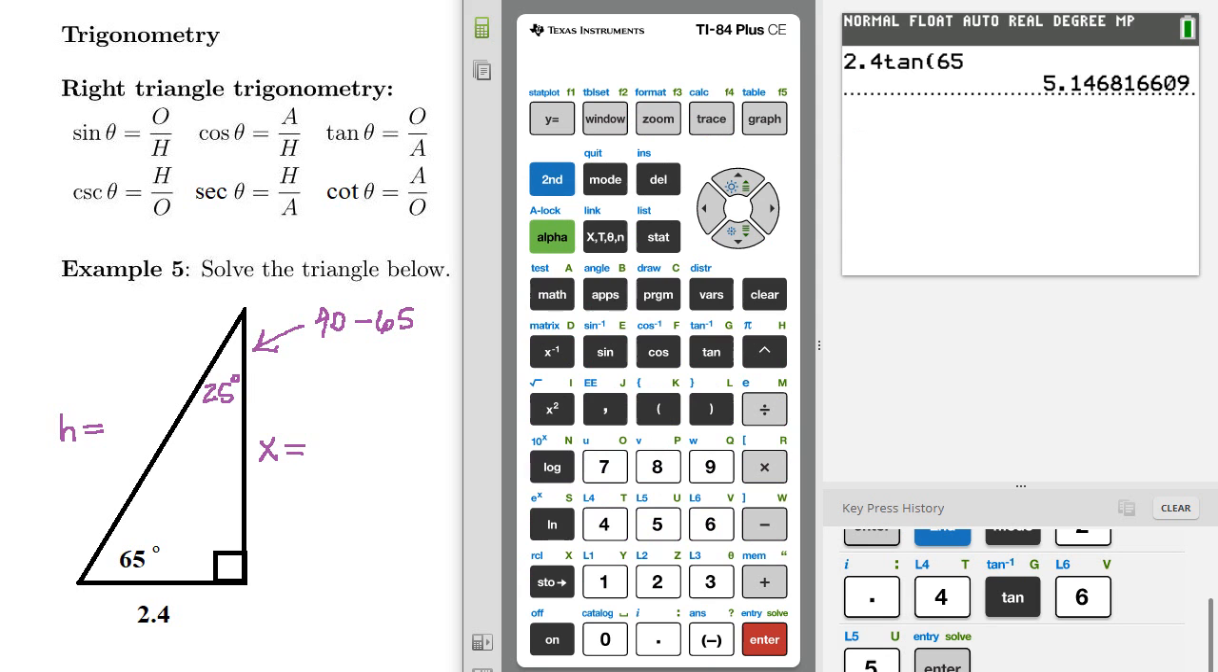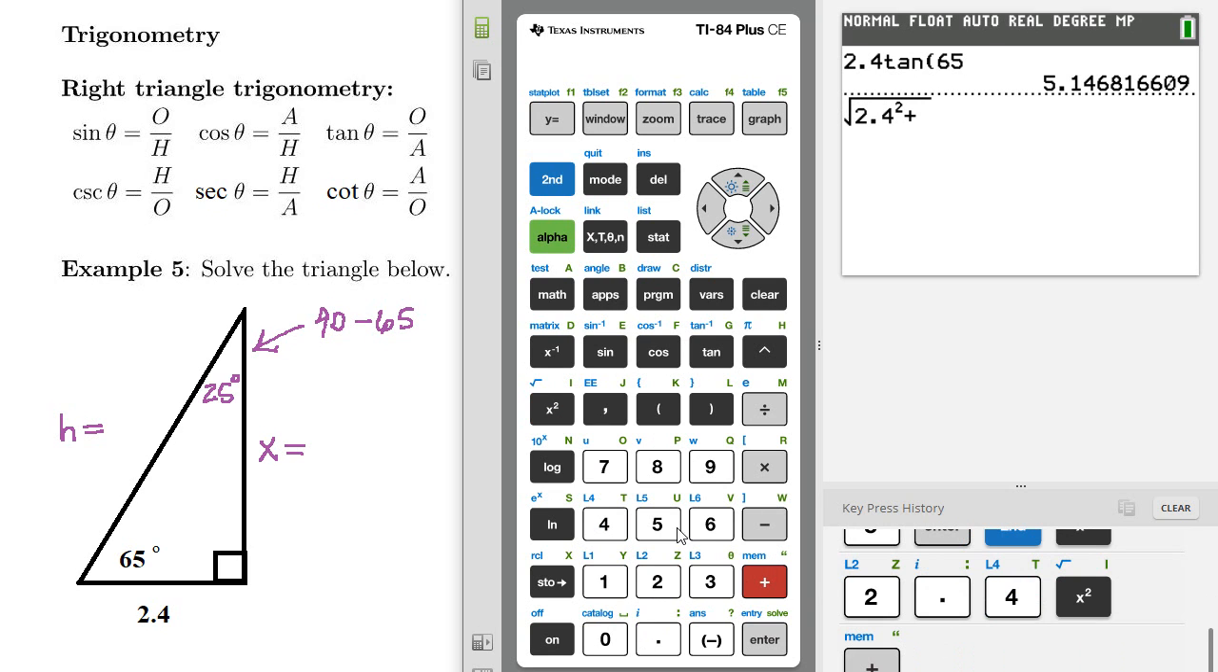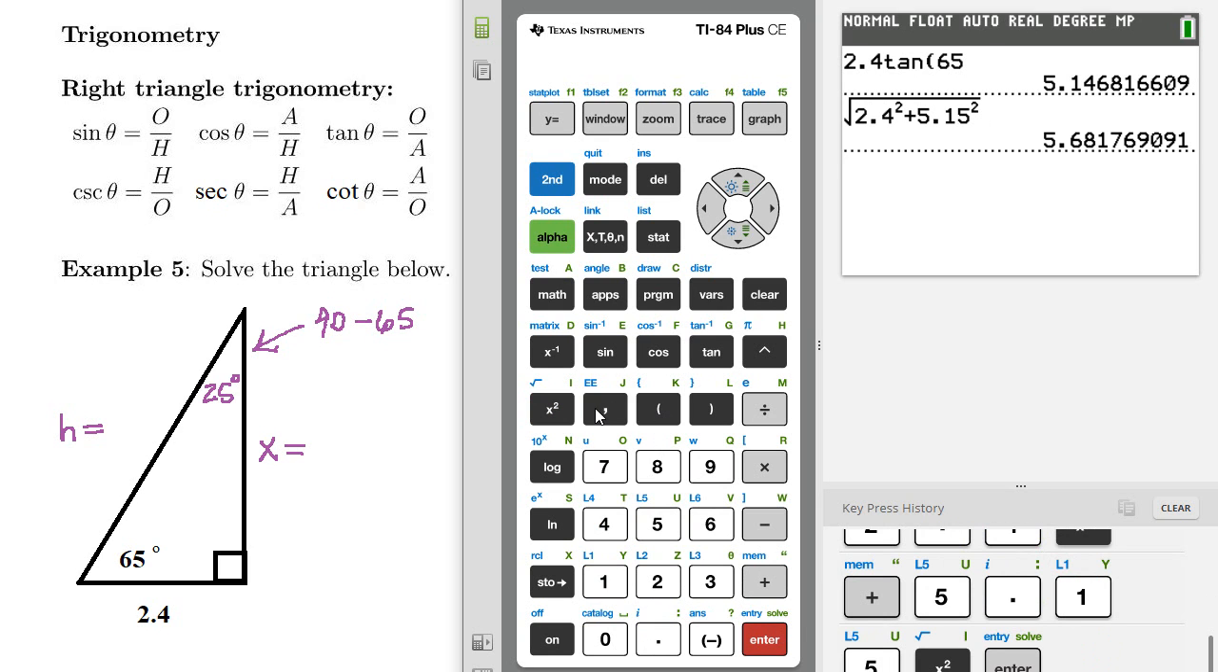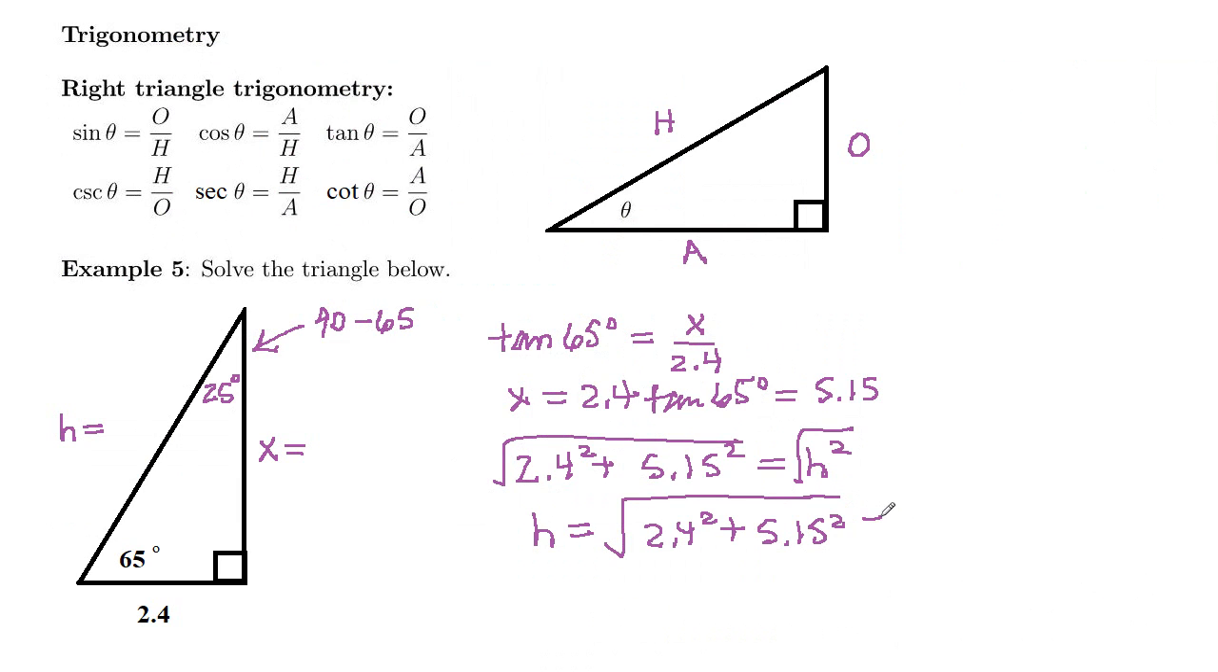And let's go ahead and compute that. So we want a square root and then 2.4 squared plus 5.15 squared. And we get 5.6817, 5.68. So 5.15 here and 5.68 here. And now we have solved our triangle. We've got all three angles and all three sides.